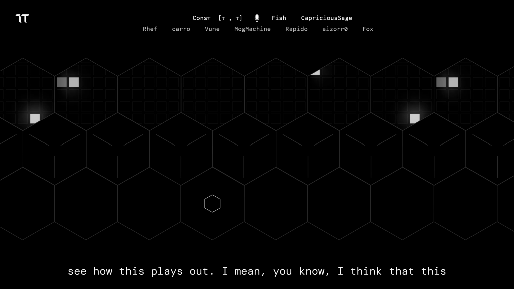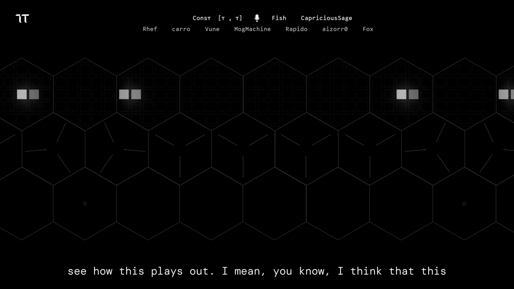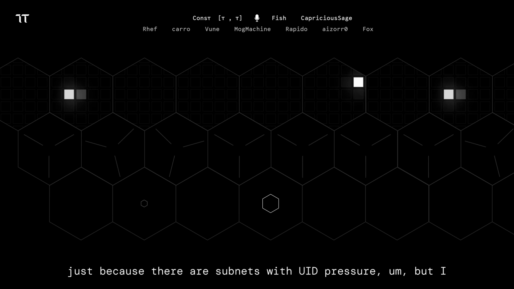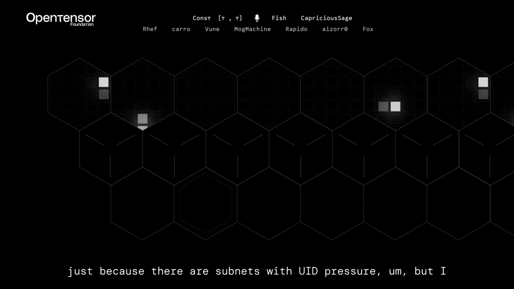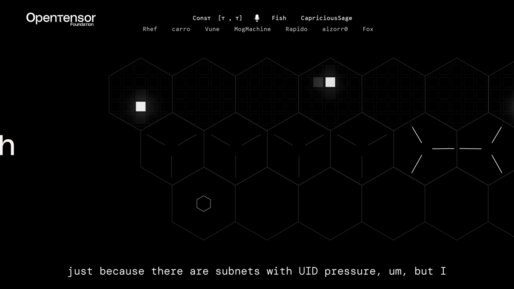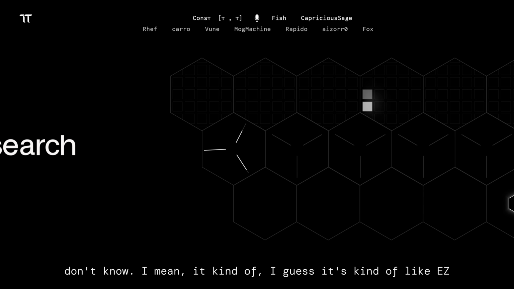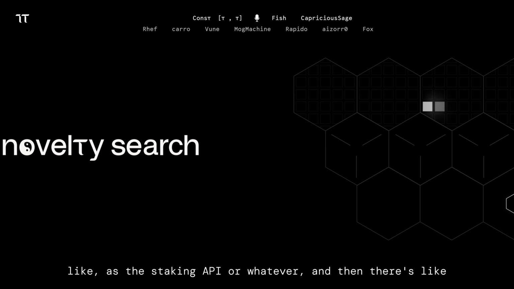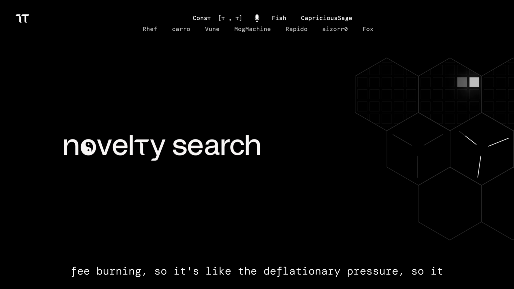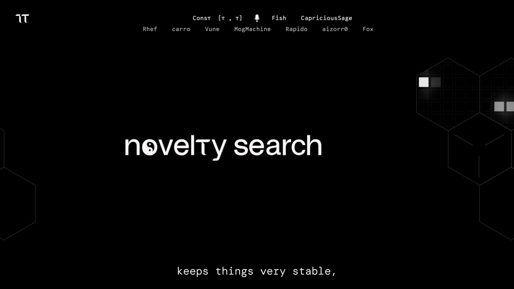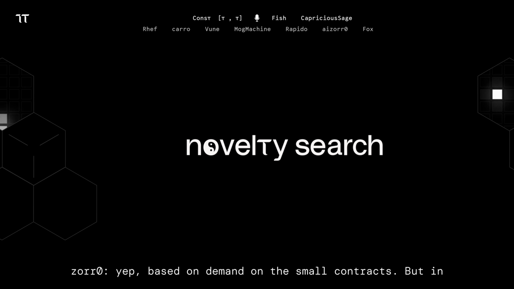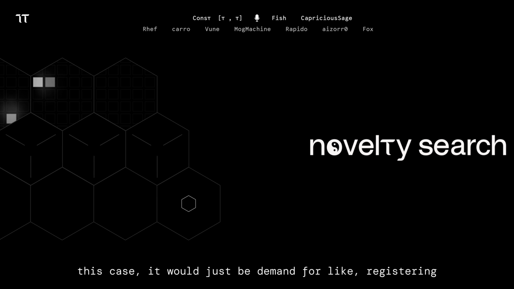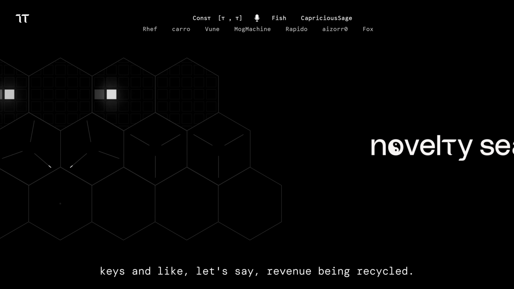I don't know. We'll have to see how this plays out. I think that this sort of thing will happen organically, just because there are subnets with UID pressure. But I guess it's kind of like ETH as well, where it has some inflationary pressure, like the staking APY or whatever. And then there's fee burning, so it's like the deflationary pressure. So it keeps things very stable. Yep, it's based on demand of the smart contracts. But in this case, it would just be demand for registering keys and then, let's say, revenue being recycled.